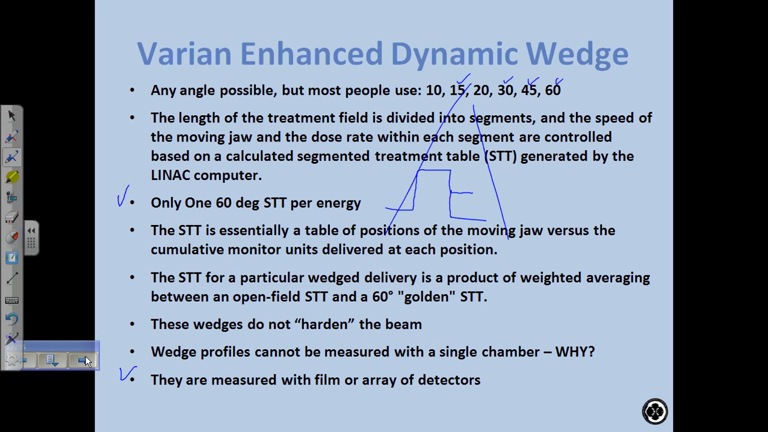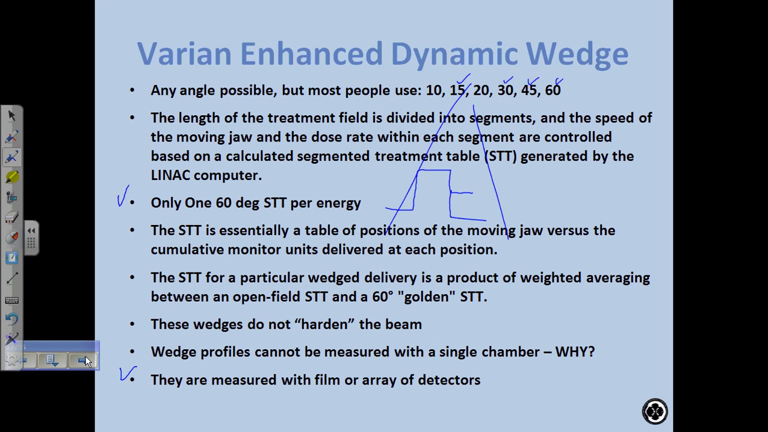You need to measure dynamic wedges with either a linear array of detectors or with film. A linear array of detectors is pretty available in most departments. Where would you find it? The profiler. Yeah, even more available with the profiler. What's another device? MapCheck. You can use MapCheck to measure it too. It's a little smaller than the profiler and not as good resolution, and the profiler would be better than the MapCheck. But if you don't have a profiler, you can use a MapCheck just for QA purposes. Or you can use film as well.